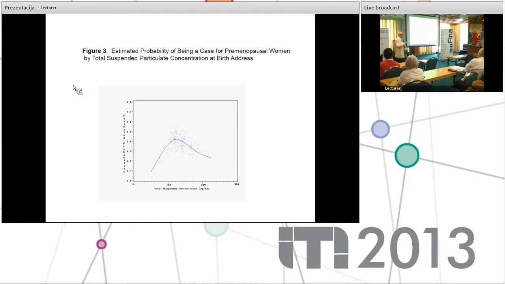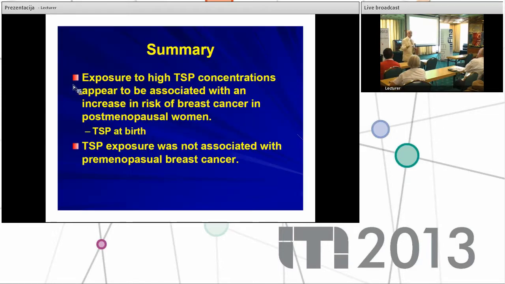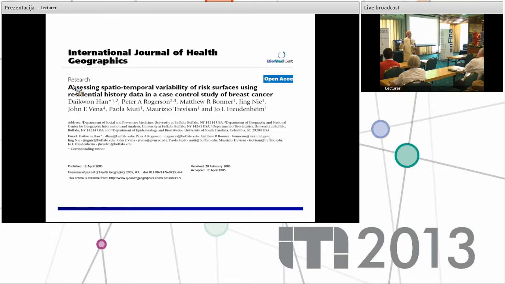I won't show you the other data. We looked at cumulative exposure, which was also significant, but it appeared that early life exposure was the most important. So if we had just taken the current residence of where someone lived, we would have missed the whole thing, right?